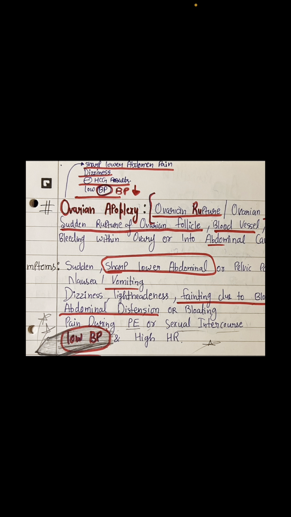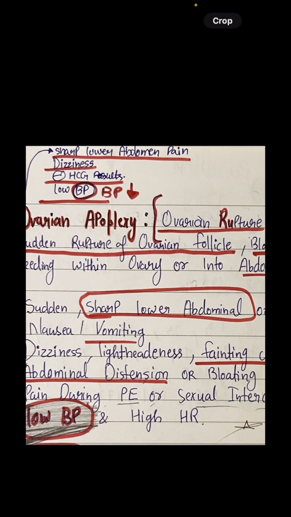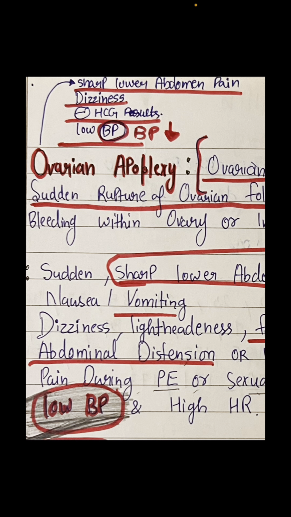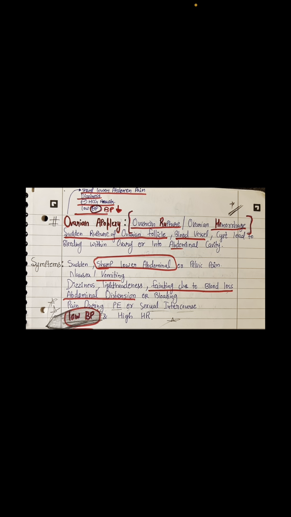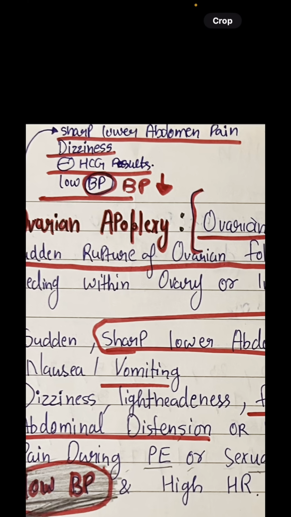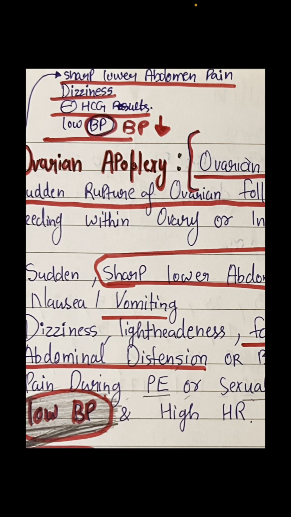Low BP is also a hallmark finding for ovarian apoplexy. I mean, it will help you to diagnose it or mark apoplexy more confidently. Or high heart rate. Some main symptoms are here, I guess: sharp lower abdominal pain, dizziness, negative HCG result, and low BP. These are symptoms which are important to remember: sharp pain in the lower abdomen, dizziness, and a negative HCG result. There will be no pregnancy reports, and low BP will be there.